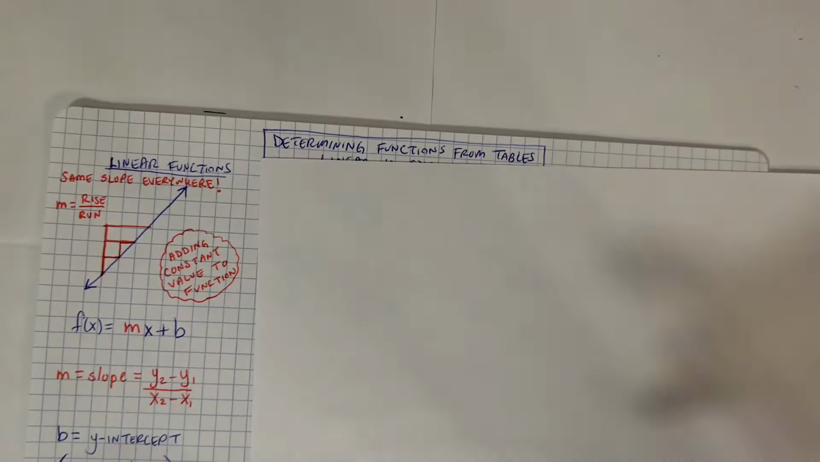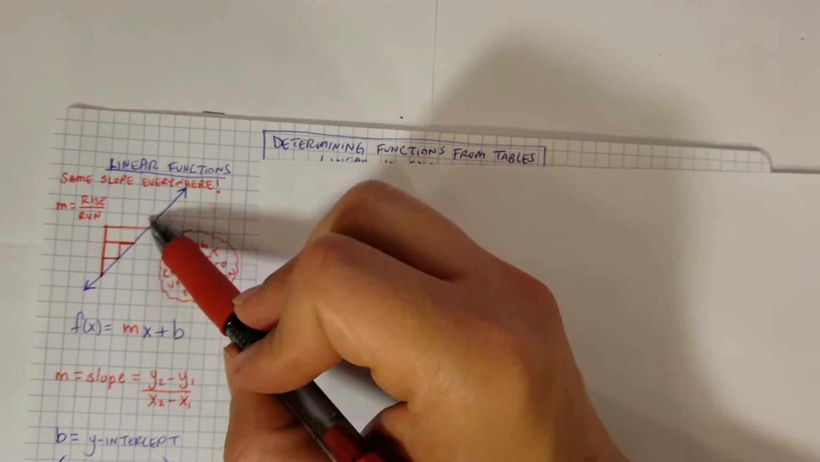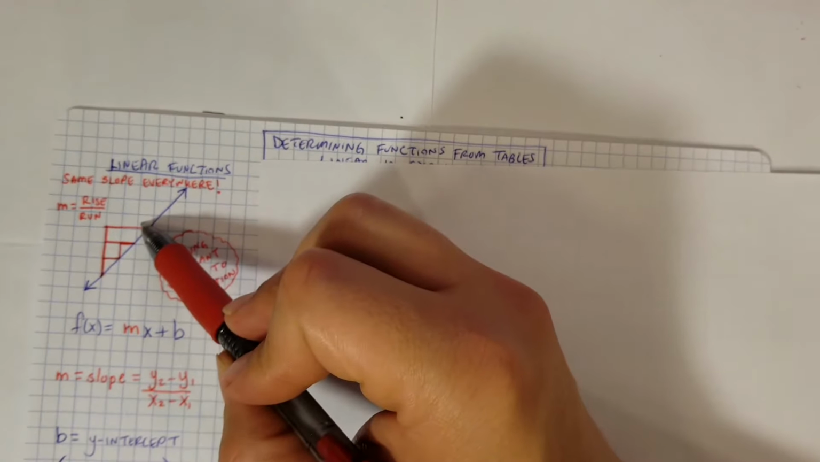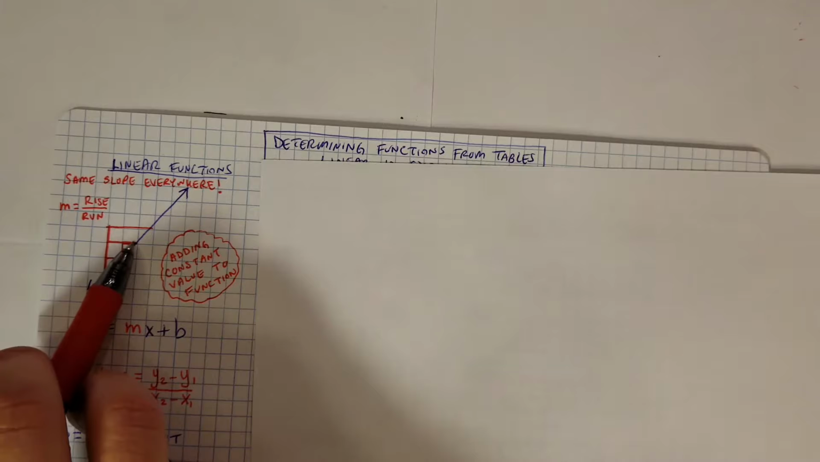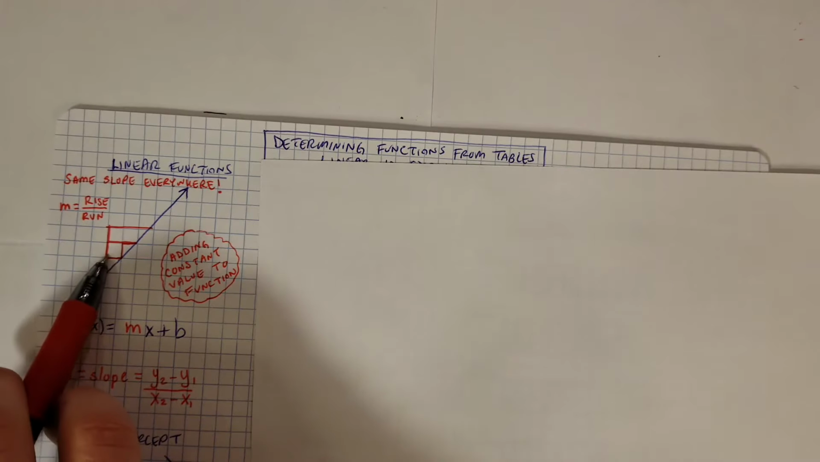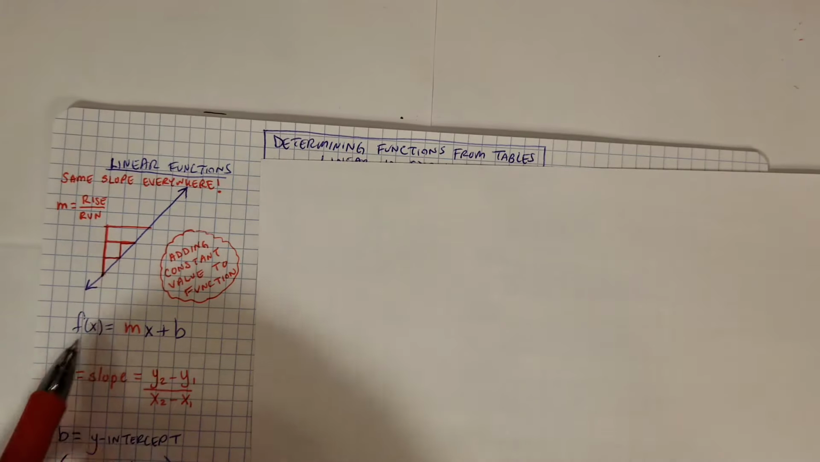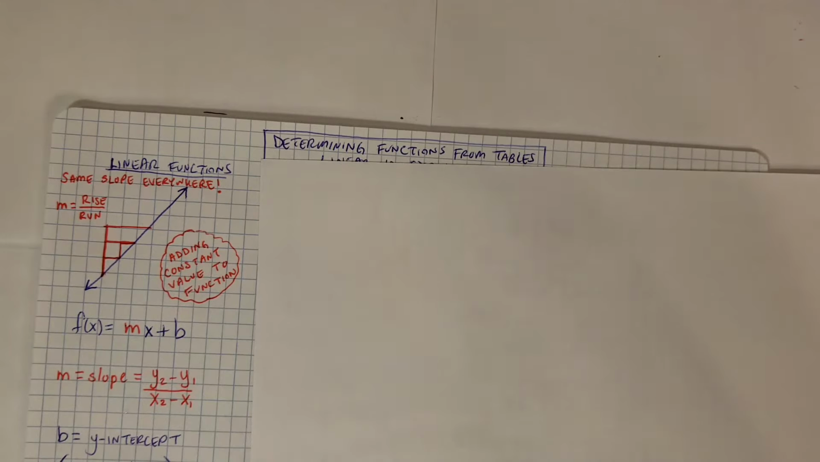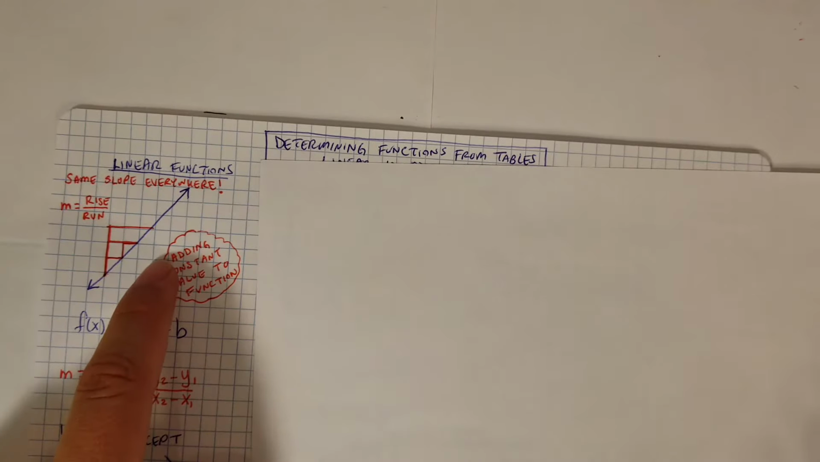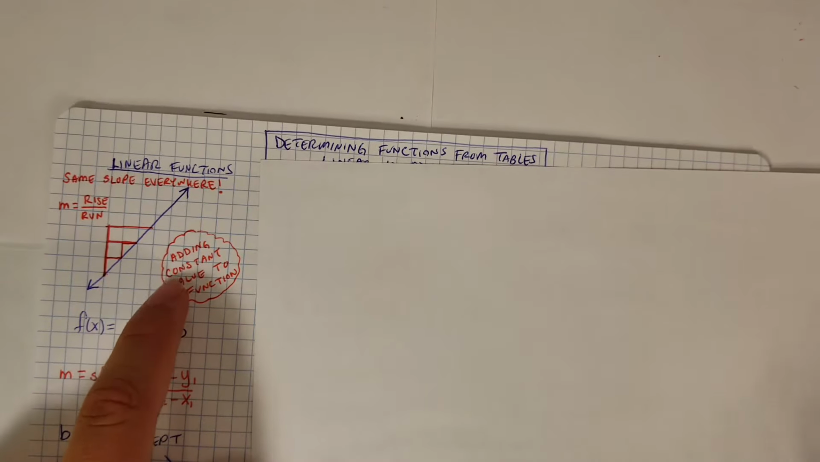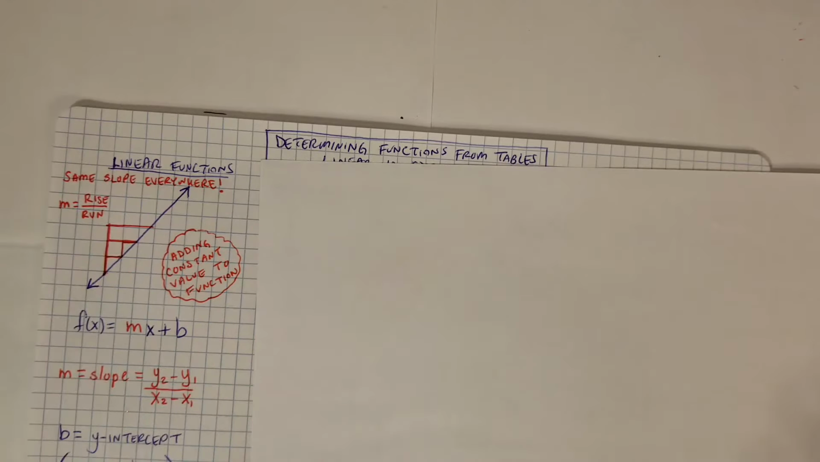Why is this possible? Well, 3 over 3 would be 3 divided by 3, which gives you 1. 2 over 2 would be 2 divided by 2, which gives you 1. Or up 1 over 1, which is 1 divided by 1, which gives you 1. So what's special about linear functions is that they have the same slope everywhere. Now that slope typically is a constant number that you're adding every single time to get from one number to the next in a linear function.